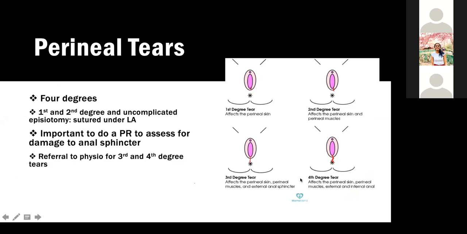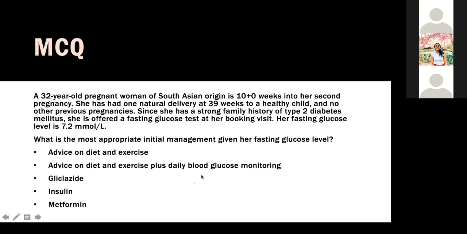And just something on outpatient management. You want to refer any third and fourth degree tears for physio, because these patients are at increased risk of incontinence later on. So it's really important for them to do pelvic exercises and things after they've healed from the tear. So you'd refer these patients for physio.